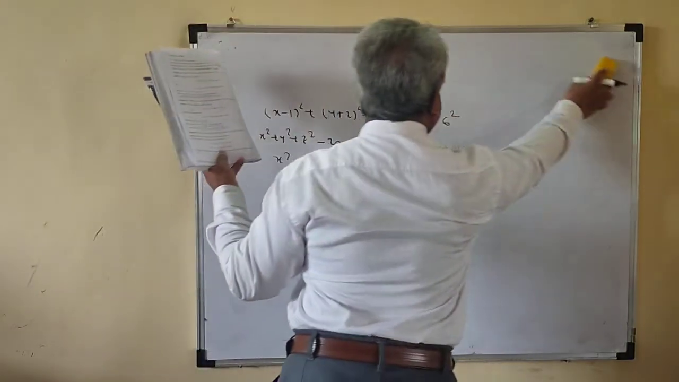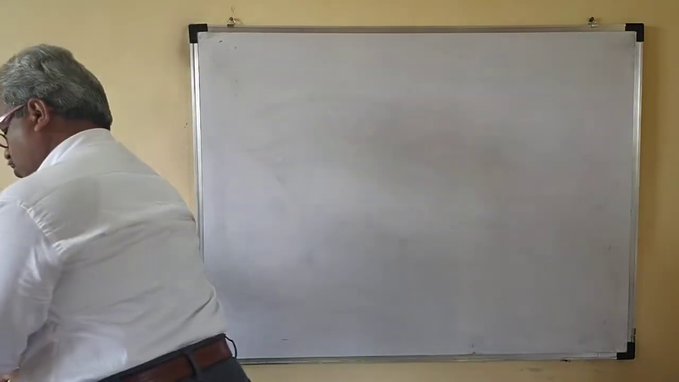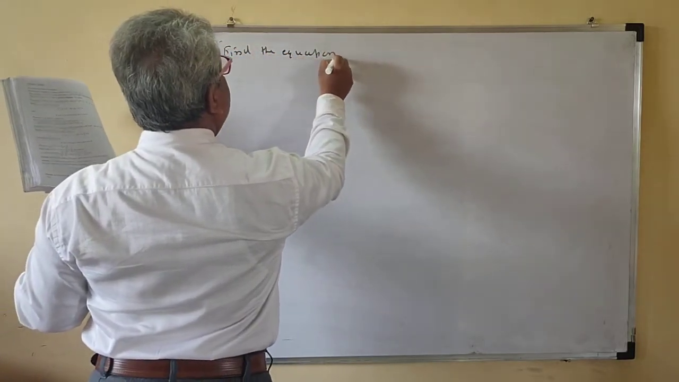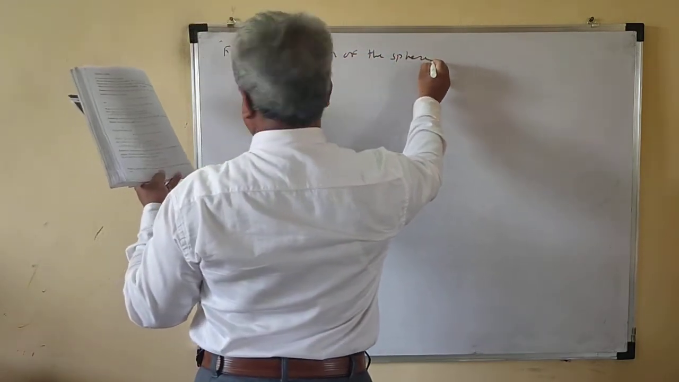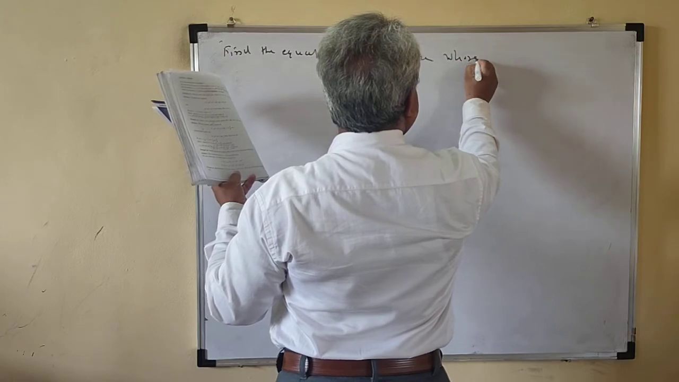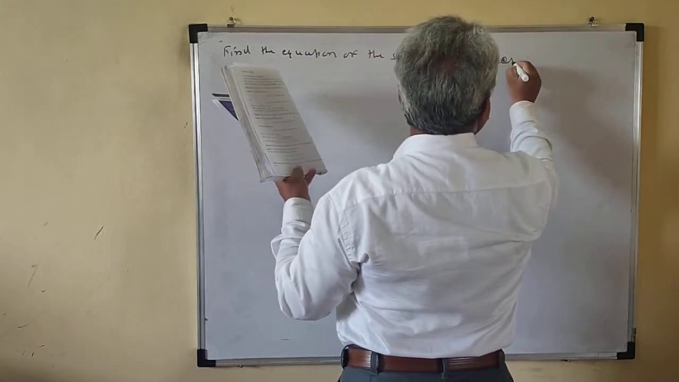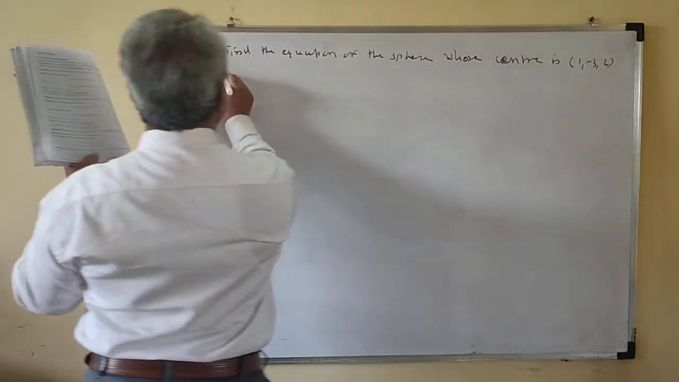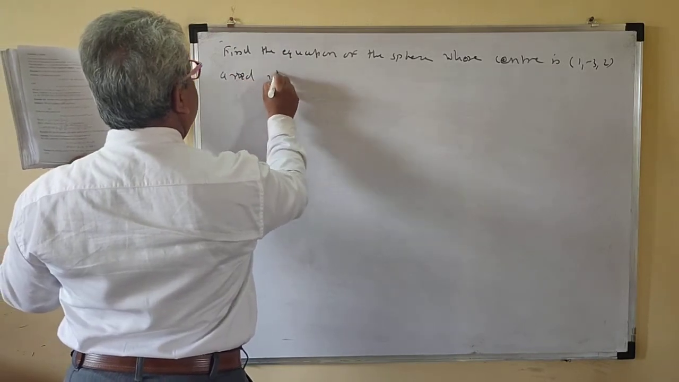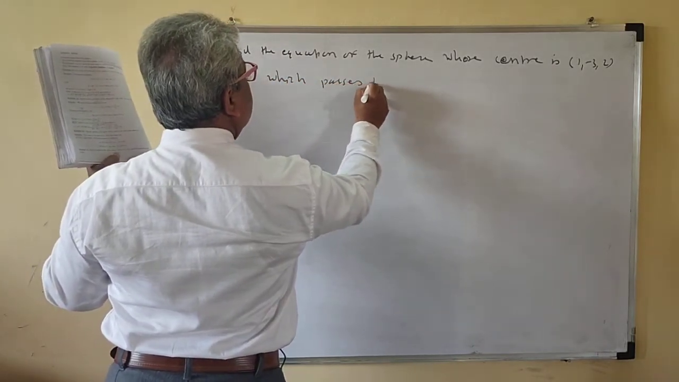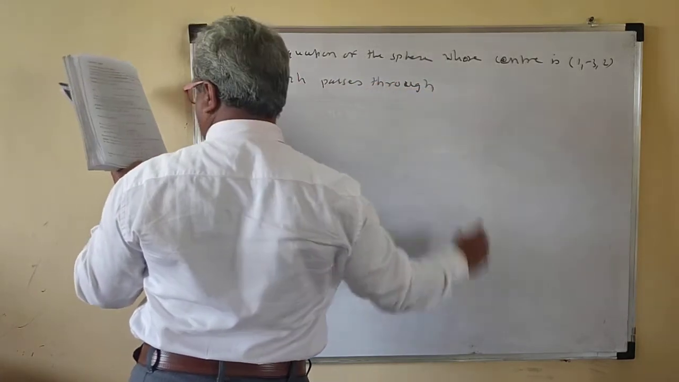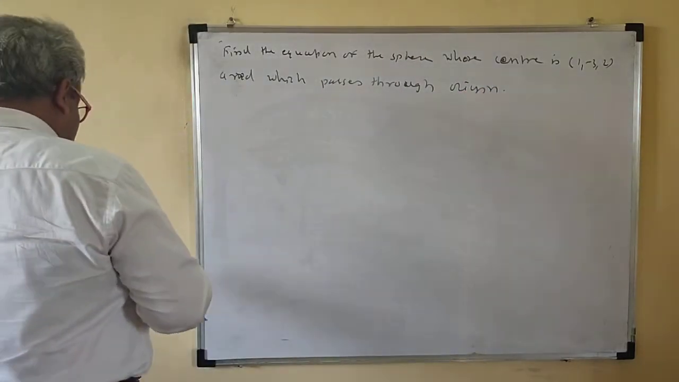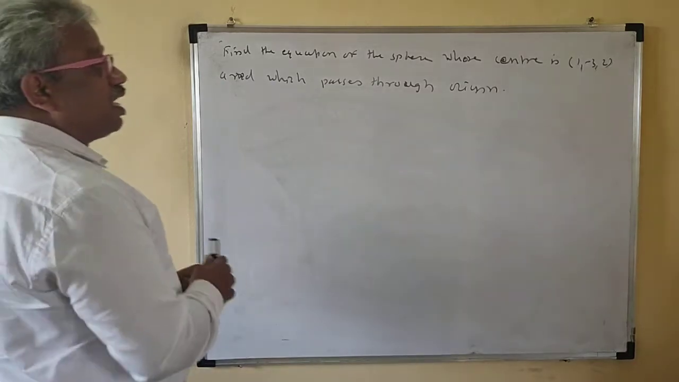Next, find the equation of the sphere whose center is (1, -3, 2) and which passes through the origin. So here, what happened? We are given the center of the sphere.